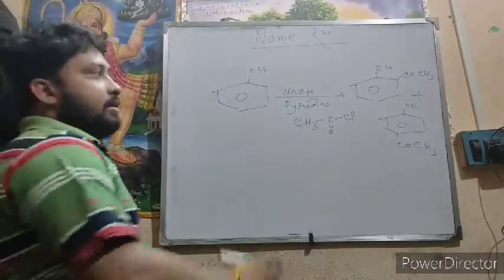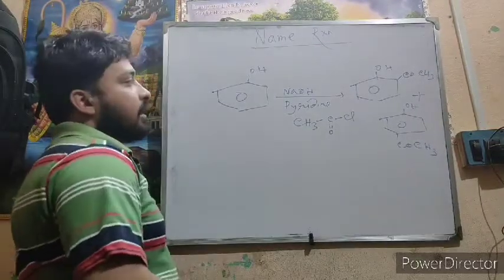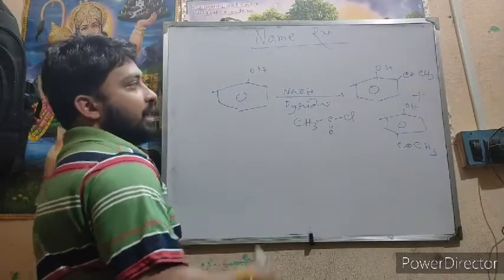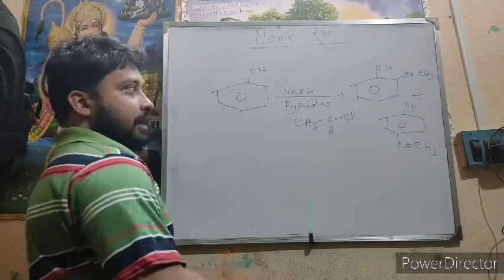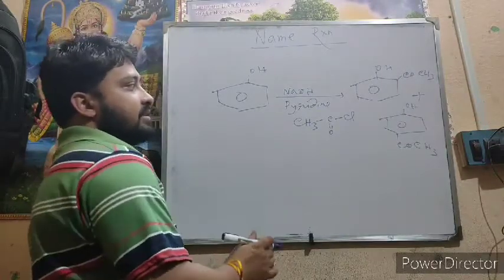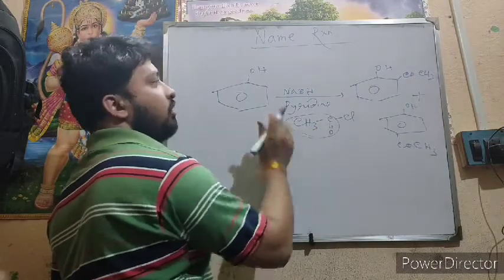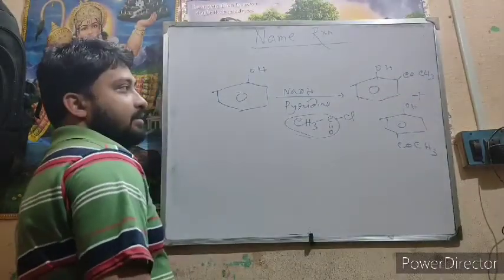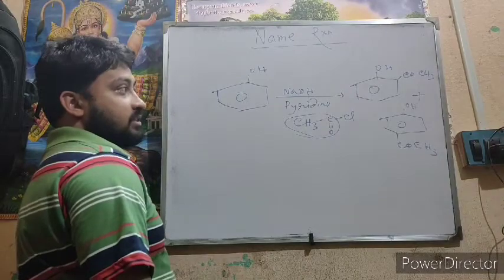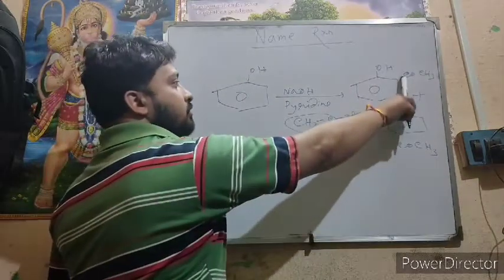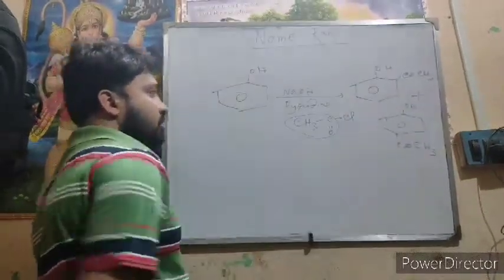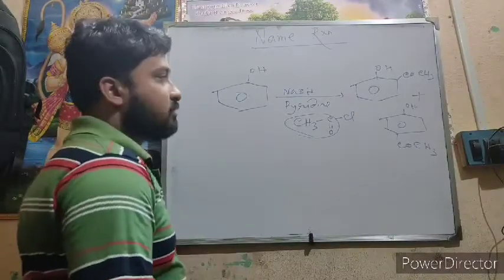This is the Fries rearrangement reaction. Because a rearrangement occurs here, it is called the Fries rearrangement reaction. Very easy. CH3CO is taking their place on the ortho position and the para position. You just remember it. This is the Fries rearrangement reaction.